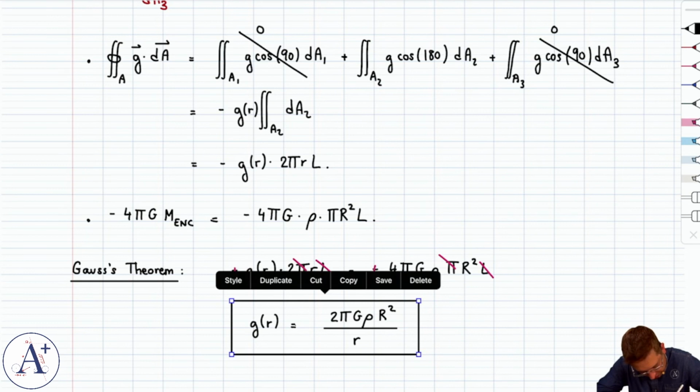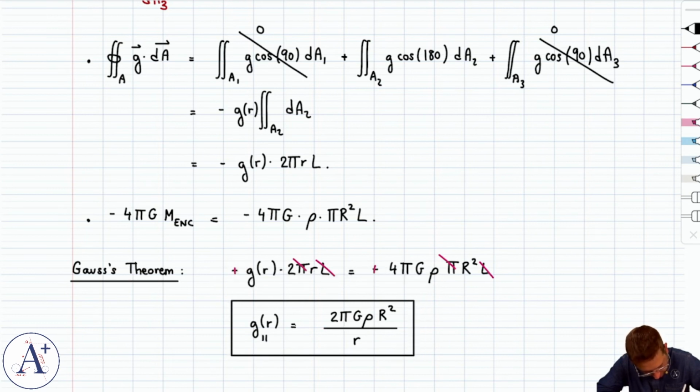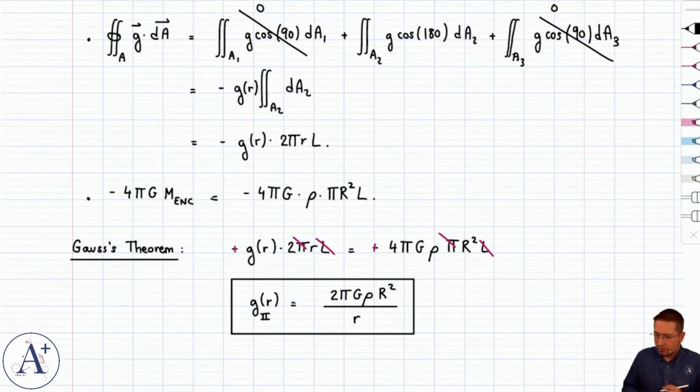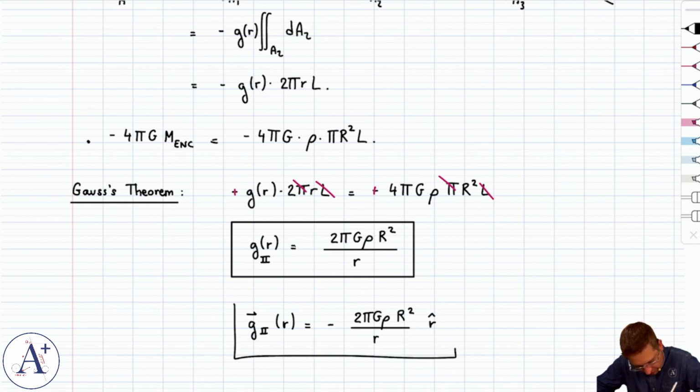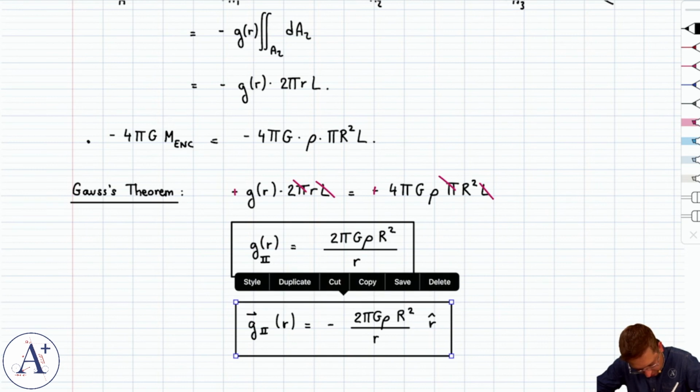And rather than just call that g of r, I'm going to go ahead and call it g2 of r. That's g in region 2. And of course, that's only magnitude. So if you wanted direction, if you want the actual vector g2, you would say, well, that's radially inward, so it's along minus r hat. So it's 2 pi g rho r squared over little r, and then minus r hat for direction. So that's your vector if what you're trying to figure out is the vector itself, not just the magnitude.